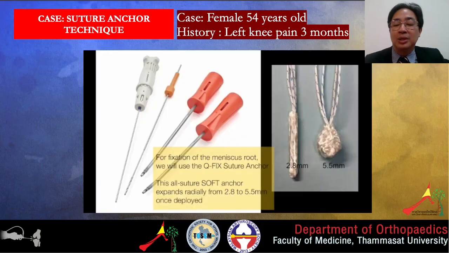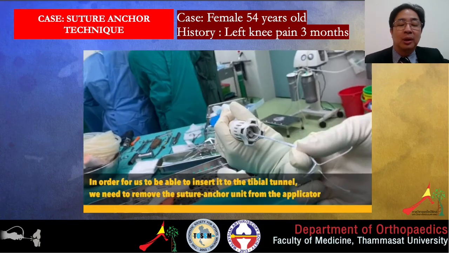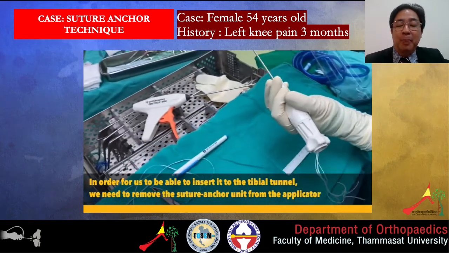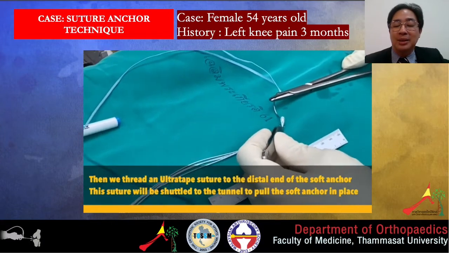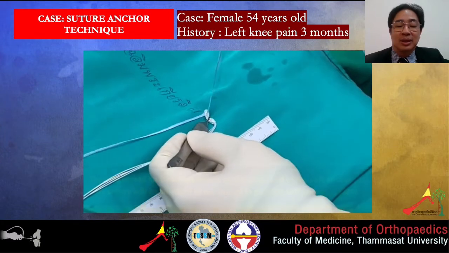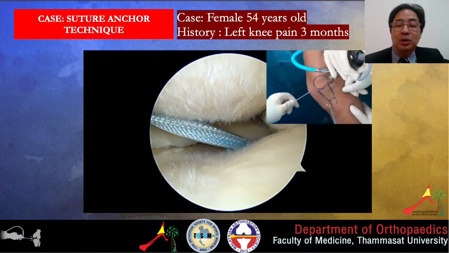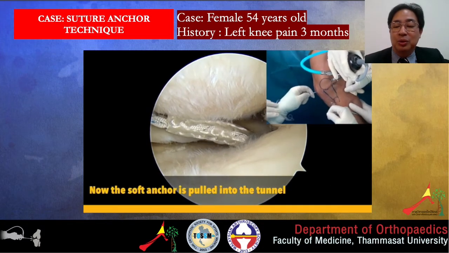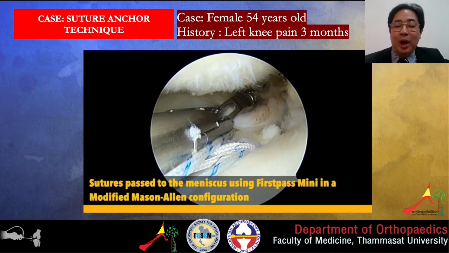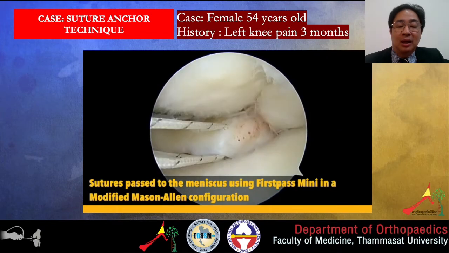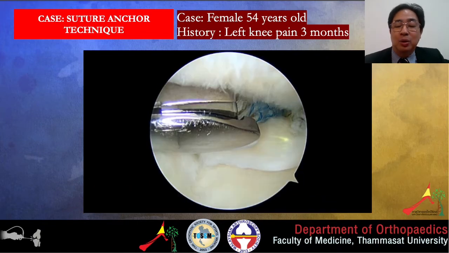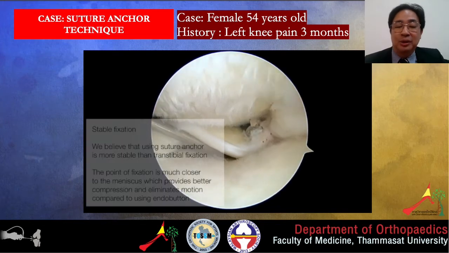Use the ME device to create the tibial tunnel. The assistant in the back table preparing the soft anchor by passing a suture tape to secure it. Then I throw the PDS suture from tibia into the joint as a shuttle for the soft anchor to drag it into the tibia. After that, repairing the root in Mason Allen fashion.